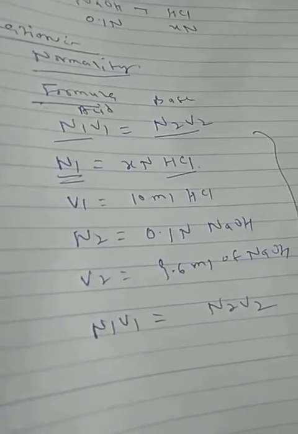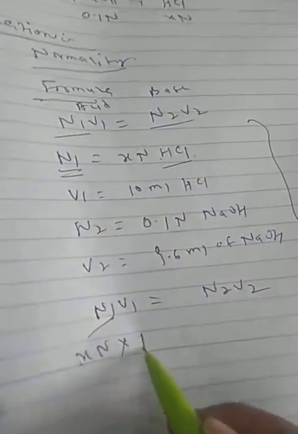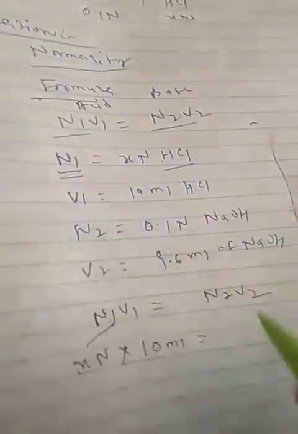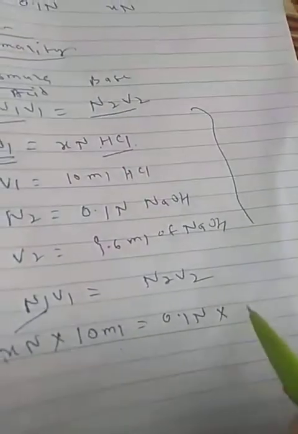Now the calculation: N1V1 is equal to N2V2. First of all you have to show me the rough book. Don't write in the fair book. First I will check this, and then you can write N1V1 is equal to N2V2. Now by putting these values: X normal multiplied by V1, 10 ml. N2 is 0.1 normal NaOH. You have to write the units also, otherwise you will not get the marks.